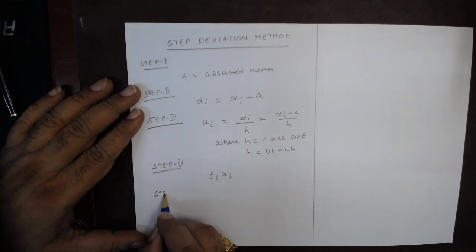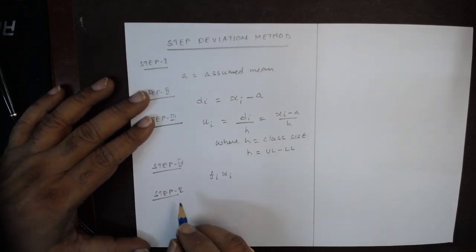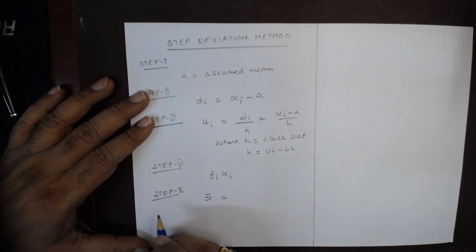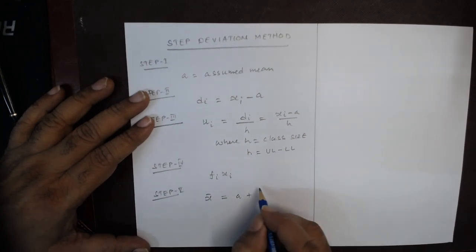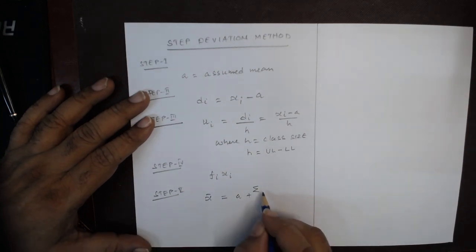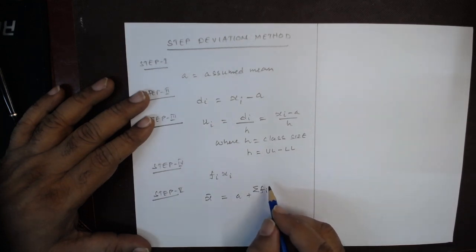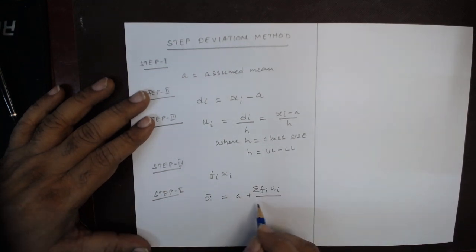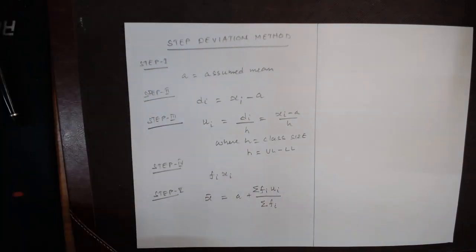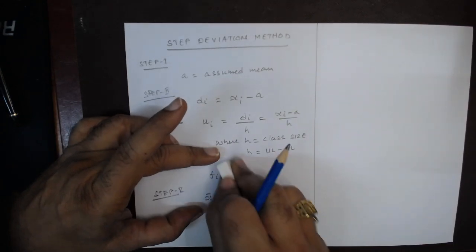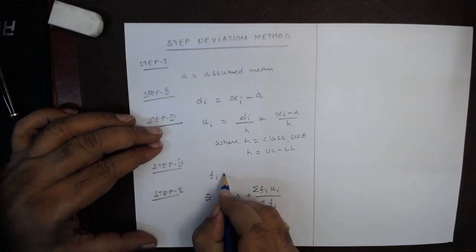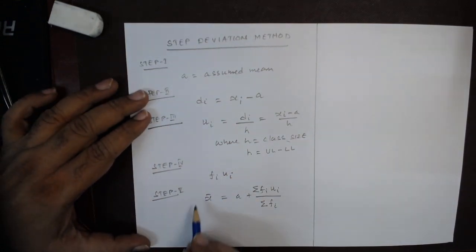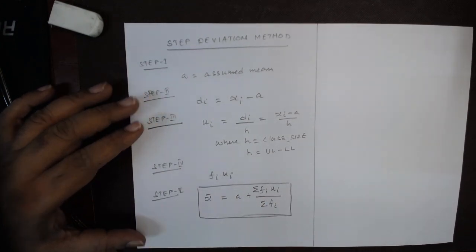Then we proceed with step 5, where the mean is calculated as the assumed mean plus summation of fi ui divided by summation of fi. So here you have to multiply fi by ui, not xi, ui. So this is the final formula we have to apply, right?